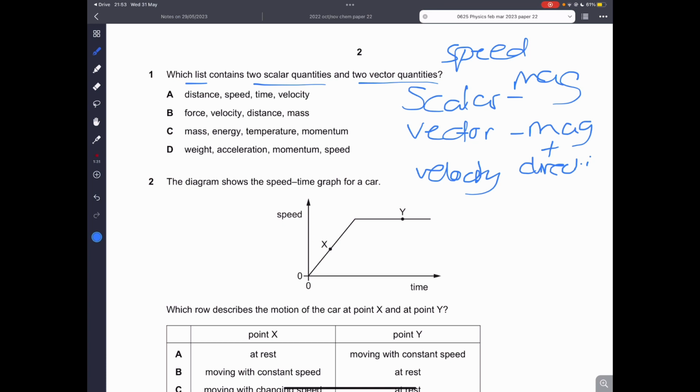But for here, if we look at the options here, the force and velocity are both vectors because they both have direction and magnitude, while the distance only has the magnitude. In other words, it only has the size or how long the distance is. And the mass as well does not have direction, and therefore B is the correct answer.